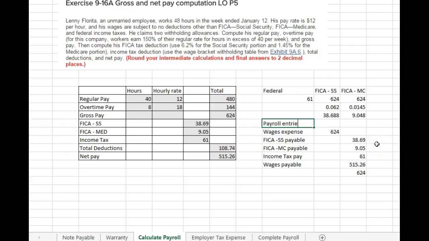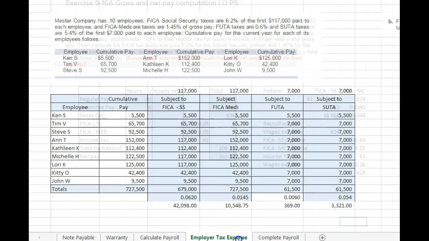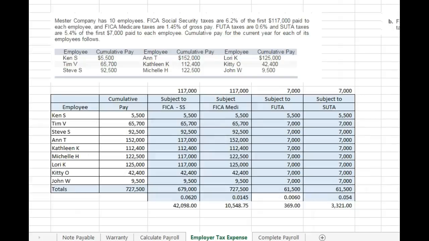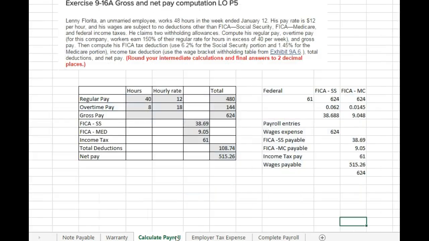Now we're going to look at an additional entry that's for the employer tax expense, and that's what we're going to do in the next one. I'm going to load this up, and then we'll come back and pick up on the next exercise, because I don't want to do too much at once.